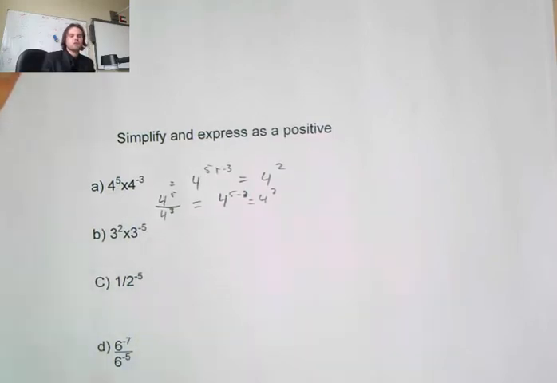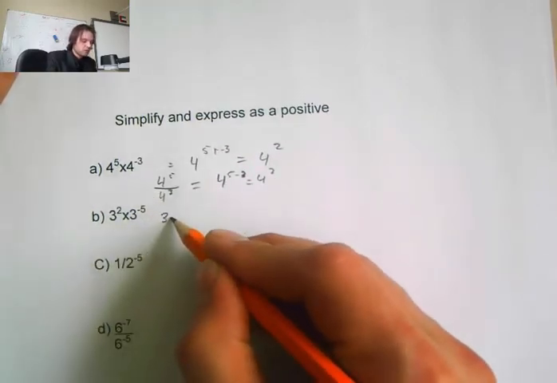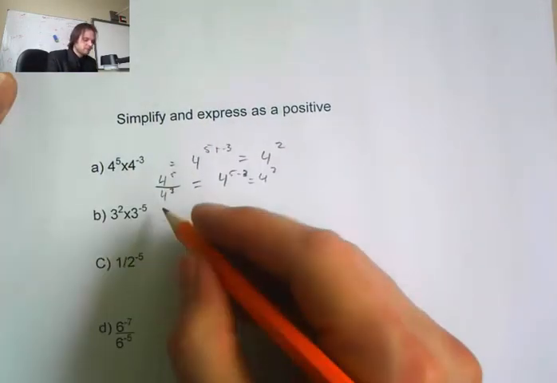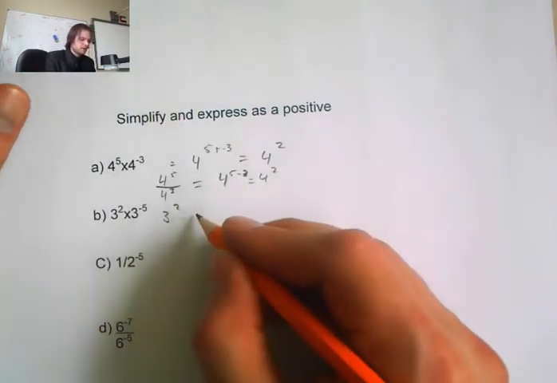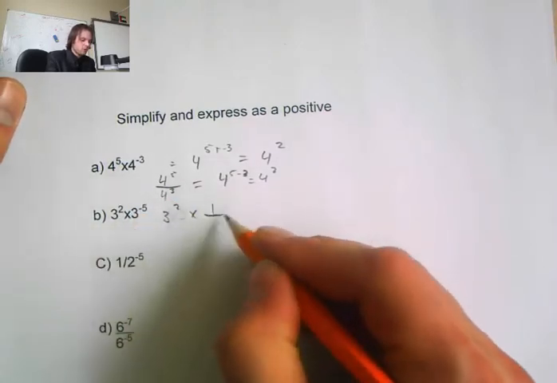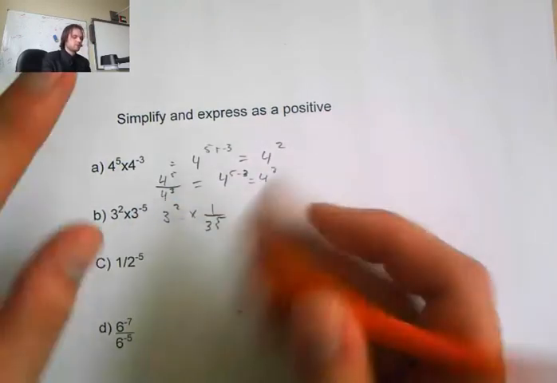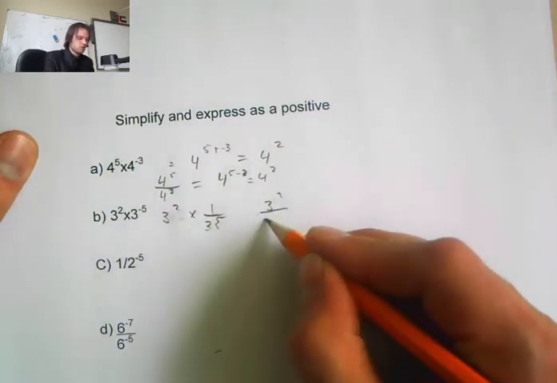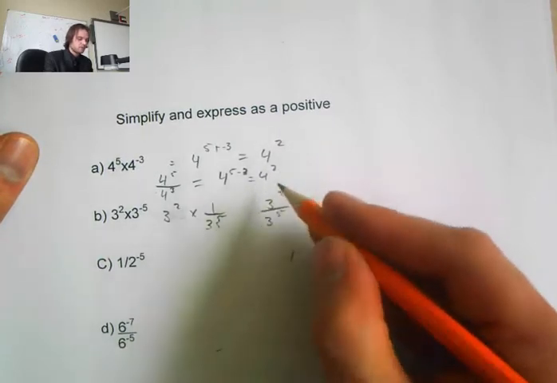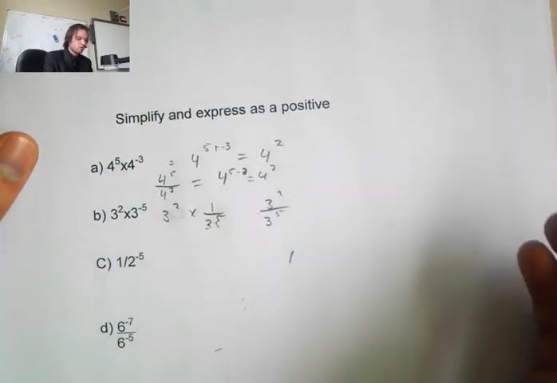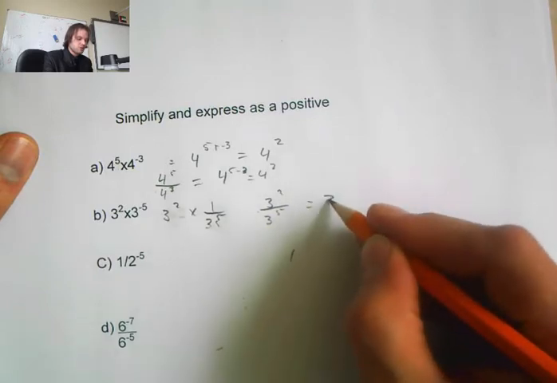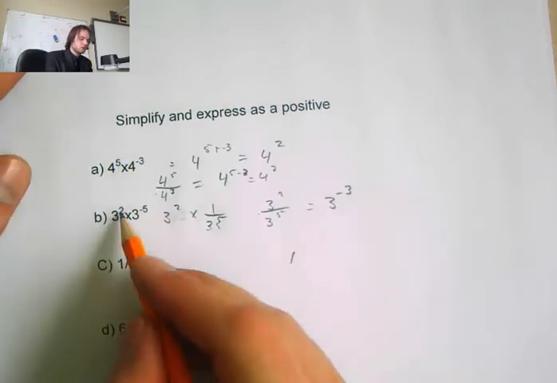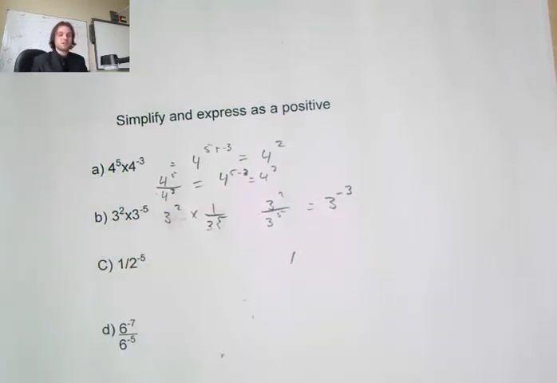We have negative 5. I'm going to try this one in an even different way. So I'm going to do 3 multiplied by 3, or 3 squared. Now this is saying multiplied by 1 over 3 to the 5. So if I do that, that's 3 squared all over 3 to the 5. This is division. So what does that make us? That's going to give me 3 to the negative 3. We subtract those. Or I could have just gone 2 plus negative 5, which gives me negative 3.